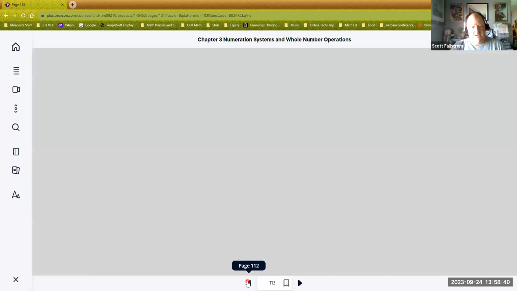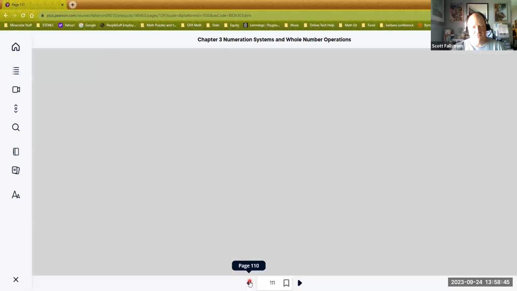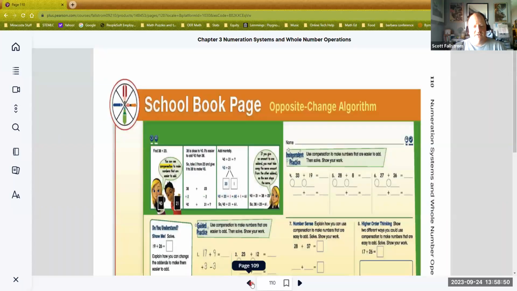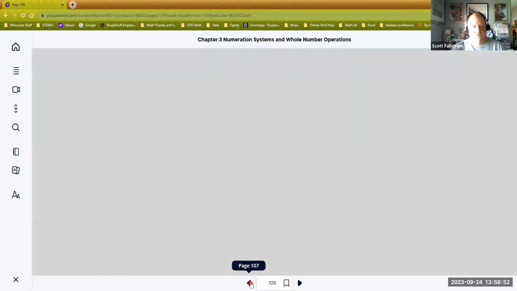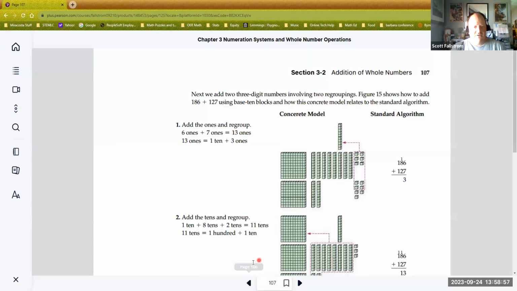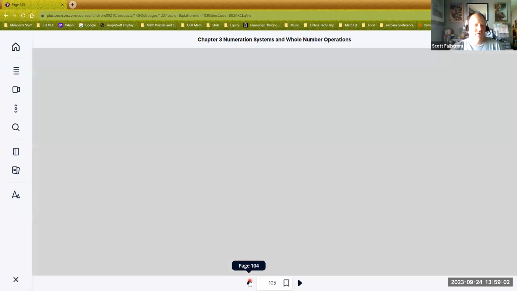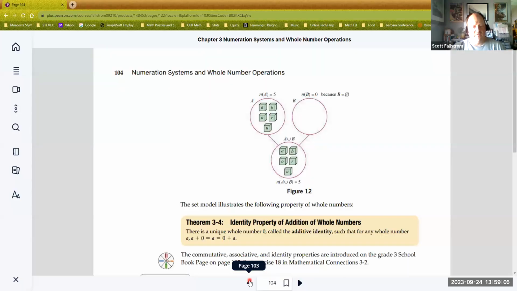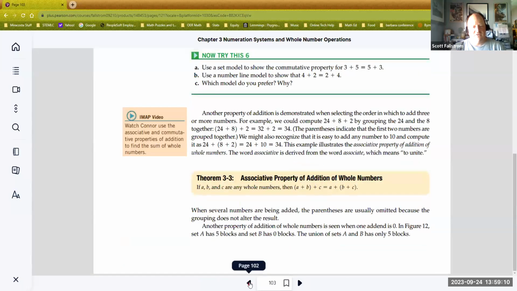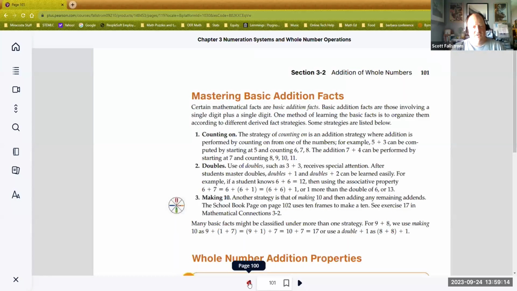Oh, got to jump back. This was mental computation. So I'm going back to page 112, 111. This is scratch algorithm. All right. And opposite change algorithm. So let's jump back. Column addition. Those are all the algorithms. So I got to go back just a little bit more. Looks like I'm over here on page... Oh, where was it? Associative property. Oh, student page. Here we go.